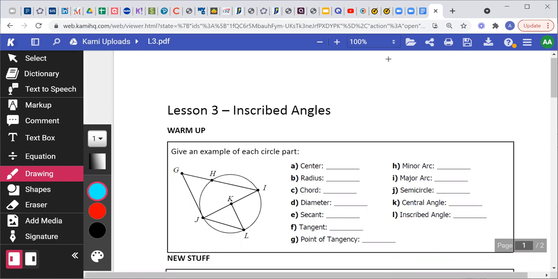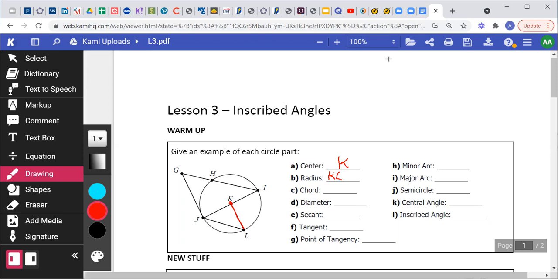So on Tuesday, if you can recall very well, we talked about the center of the circle, which is the midpoint that is equidistant from all sides of the circle. The midpoint here is going to be K. And then the radius is the distance from the center towards any part of the circle. So we have this KL.